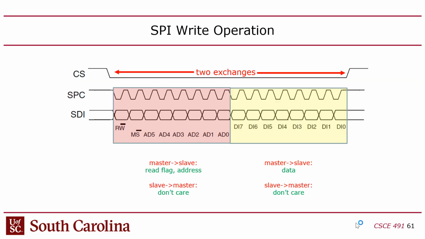So here's a write transaction. In this case, I didn't even show the MISO. This is only the MOSI. Notice that the names are a little different though. Even the names aren't standardized in SPI. So now we have chip select and SPC, serial peripheral clock, I guess that probably stands for, and serial data in. So be aware that names sometimes are also different.